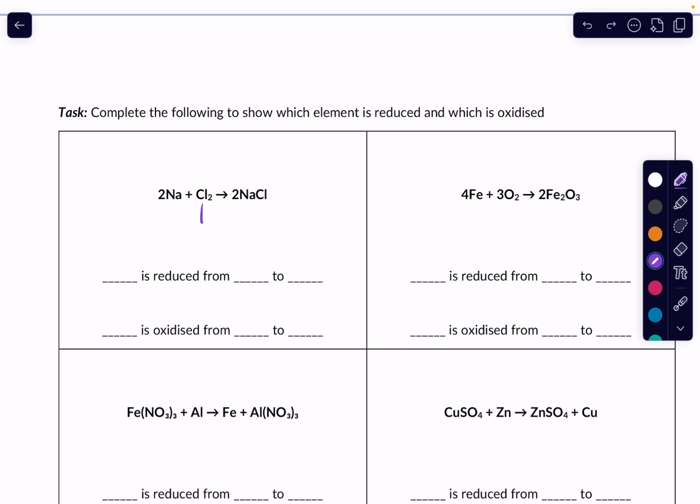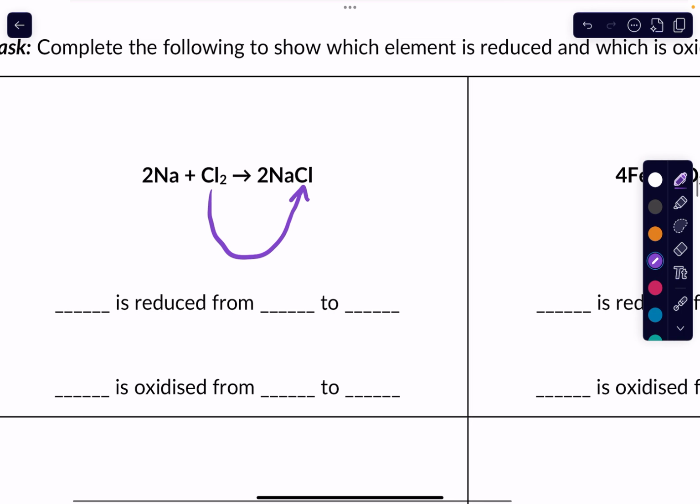When I go from chlorine here to here, what's happened to chlorine in terms of its charge? Over here, Cl2, it's bonded on its own, so therefore it must be 0. On the right-hand side, it's now bonded to something. It's bonded to sodium, so therefore it must be 1-. It's in group 7. It needs 1 electron. It's reduced. So my answer over here is chlorine is reduced from 0 to 1-.